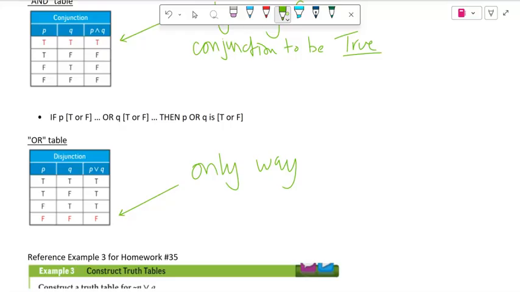Okay, yeah, it's the only way for a disjunction to be false is if both statements are false.